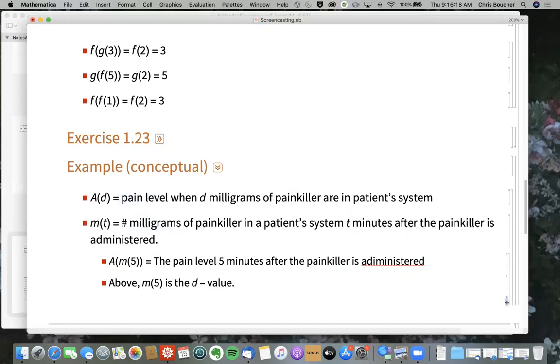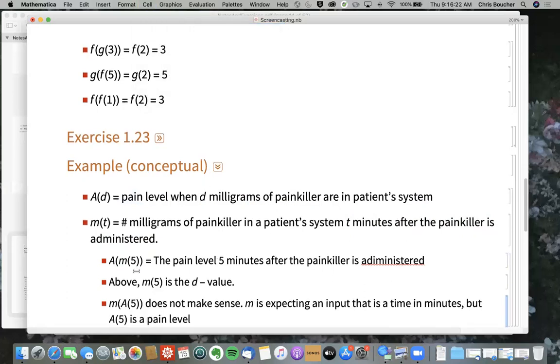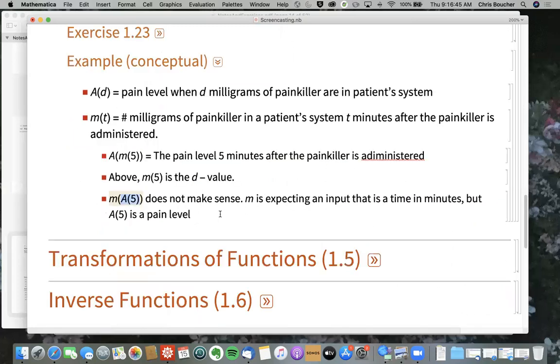And the other composition, if I do this in reverse order, it's worth noting that it doesn't really make any sense, right? If I try to do m of a of 5, the problem is that if I start on the inside, a of 5 is a pain level, but the function m doesn't want a pain level input, it wants a time input. So this doesn't really make any sense, right? I'm taking a pain level and plugging it into a function that wants a time input. So sometimes compositions only make sense in one direction, especially in these conceptual cases.